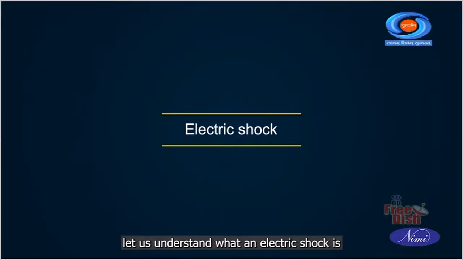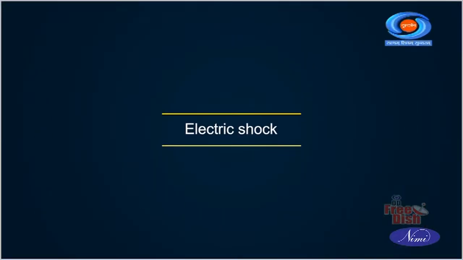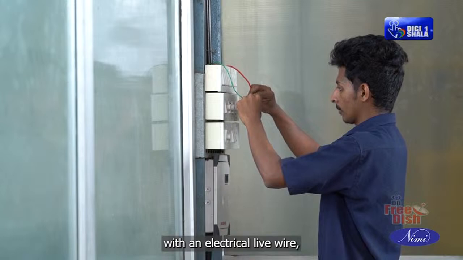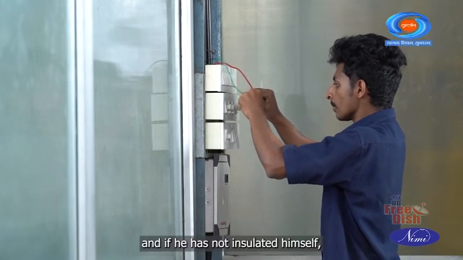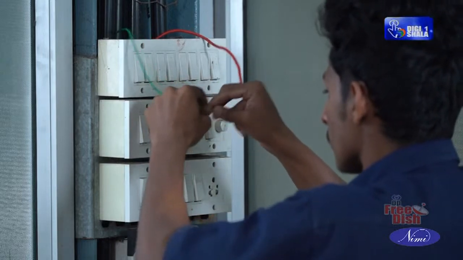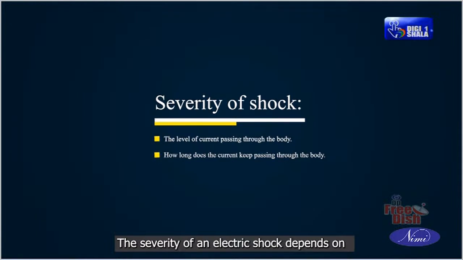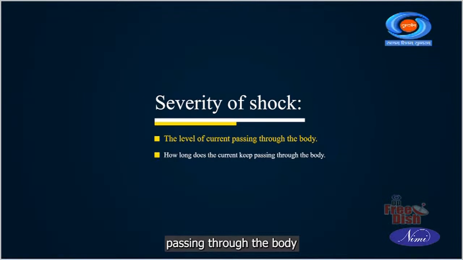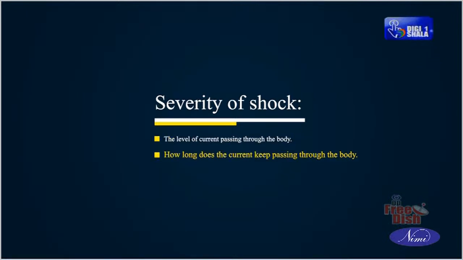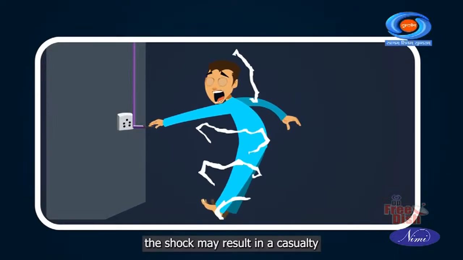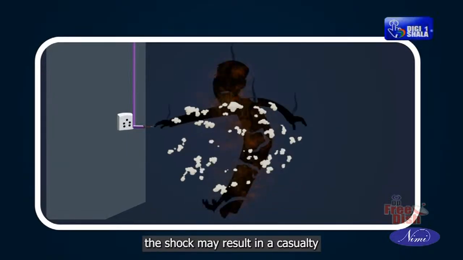First, let us understand what an electric shock is. If a person happened to come in contact with an electrical live wire, and if he has not insulated himself, then electric current flows through his body. The severity of an electric shock depends on the level of current passing through the body. How long does the current keep passing through the body? Therefore, the higher the current or longer the time, the shock may result in a casualty.